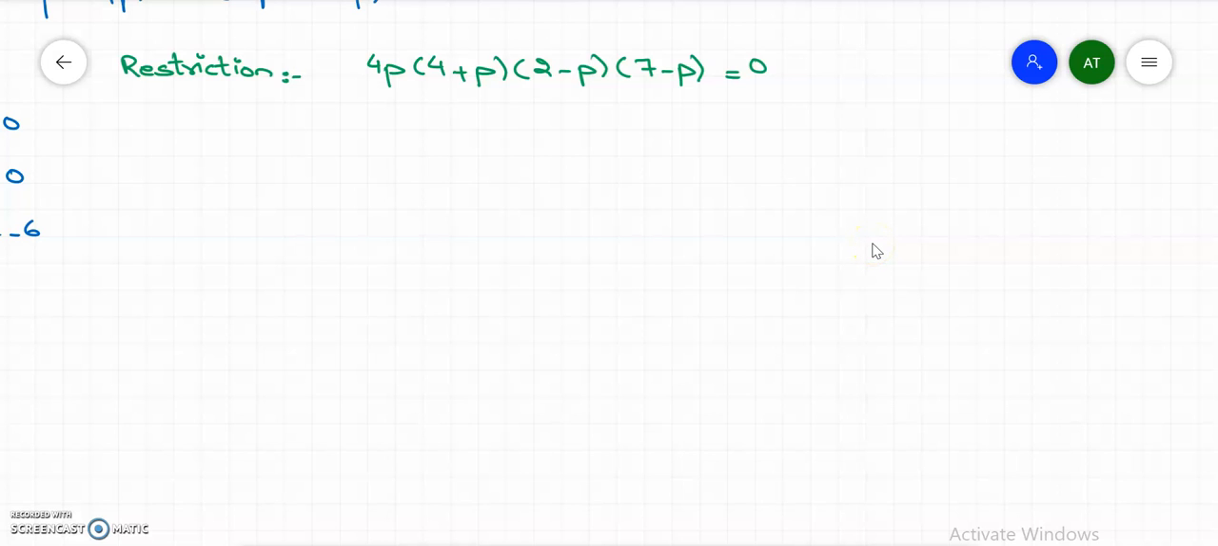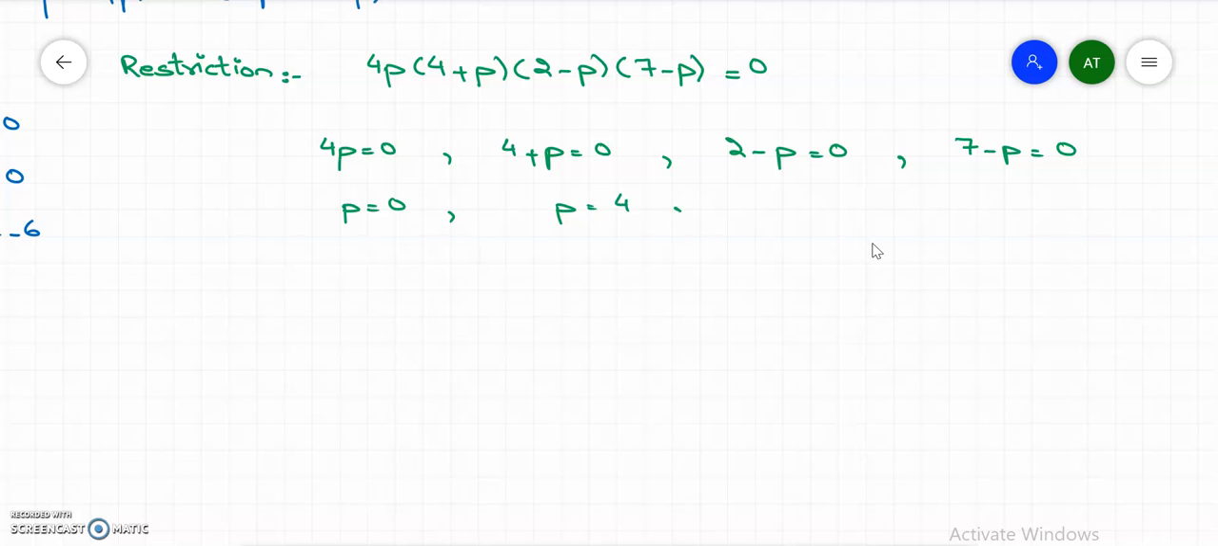So we have 4p equals 0 separately, 4 plus p equals 0, 2 minus p equals 0, and 7 minus p equals 0. So from here the p value is 0. Here p is -4. Here the p value is 2. And from here the p value is 7. So we have the restrictions: p is not equal to 0, -4, 2 and 7. So these are the restrictions.